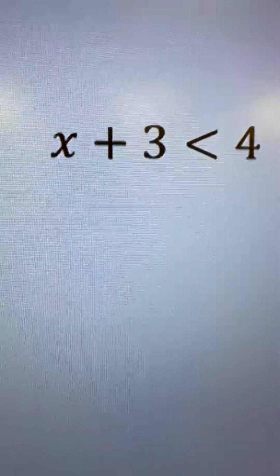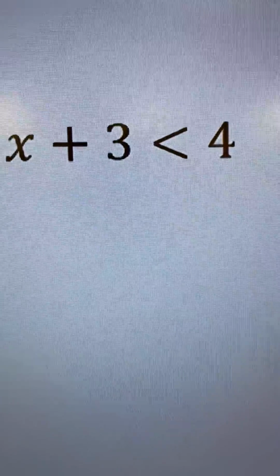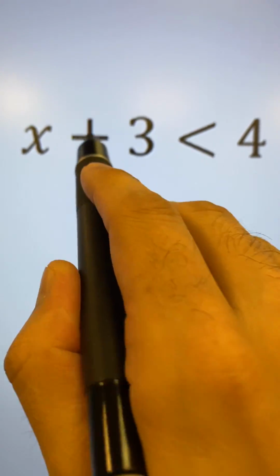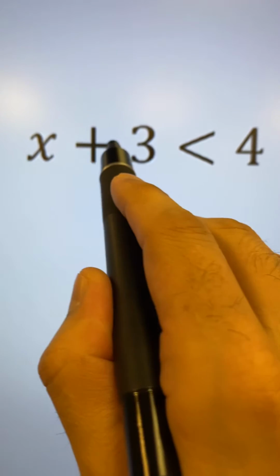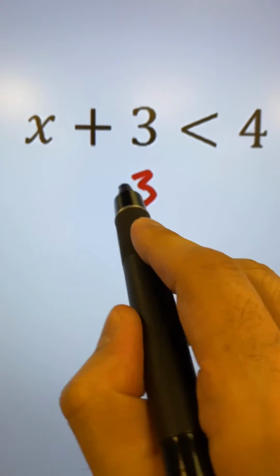All right, so check this out. In this inequality, what we're going to do is isolate the variable x. So what I'm going to do first is eliminate this term, the 3 here. I'm going to make a 0 pair by doing the opposite of what I see here. Consider this to be something like 3 positives. The opposite of 3 positives is 3 negatives.